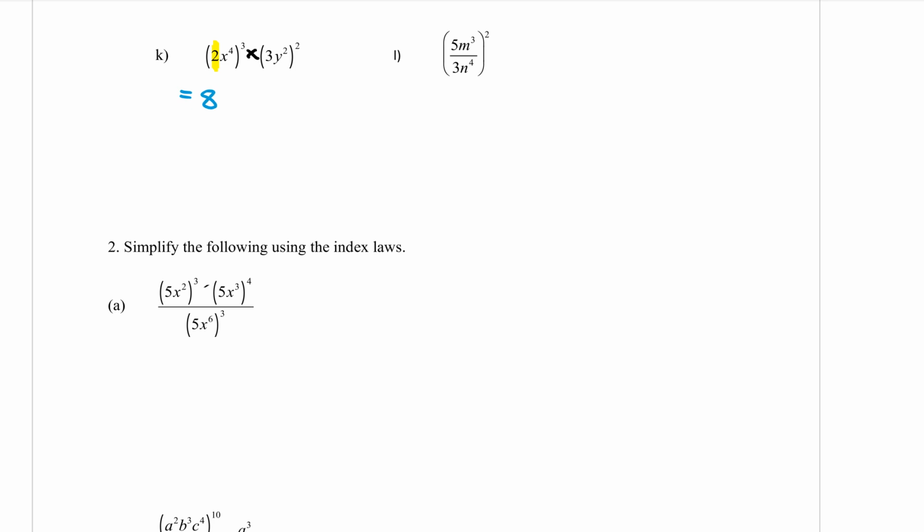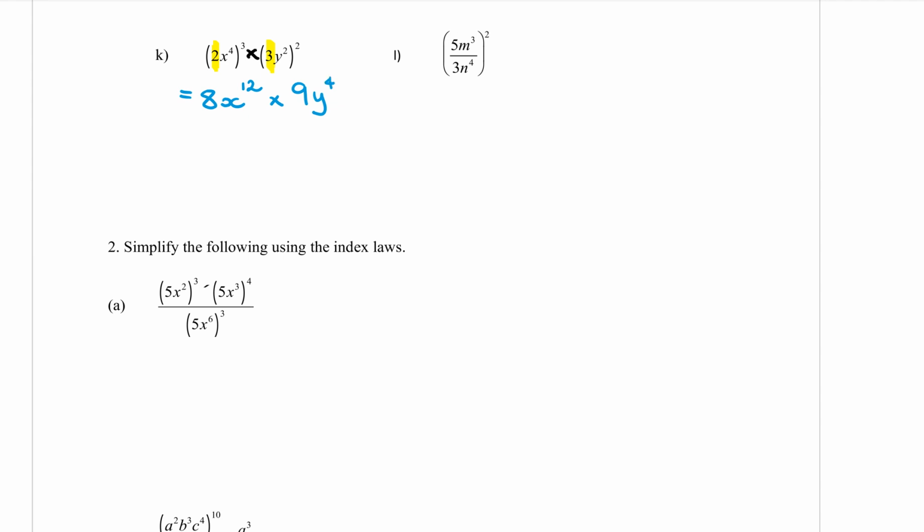Then for the base of x, we multiply the powers. 4 times 3 is 12. Then the multiplication sign. For the second one, we want to do 3 to the power of 2. So 3 to the power of 2 is equal to 9. Then for the base of y, we want to times the powers. 2 times 2 is 4.